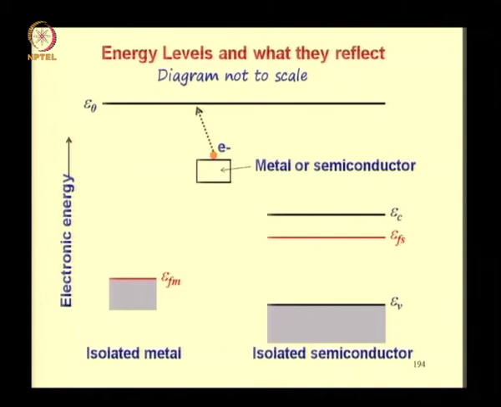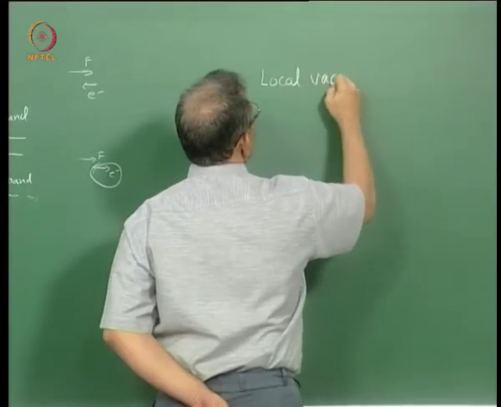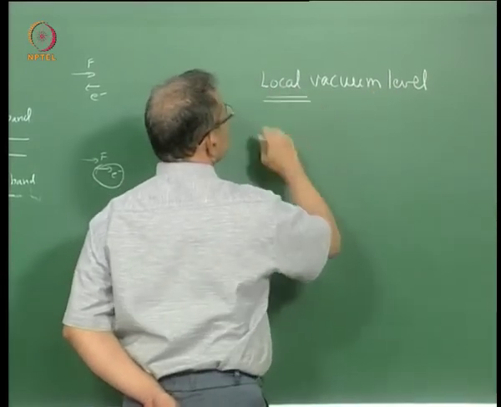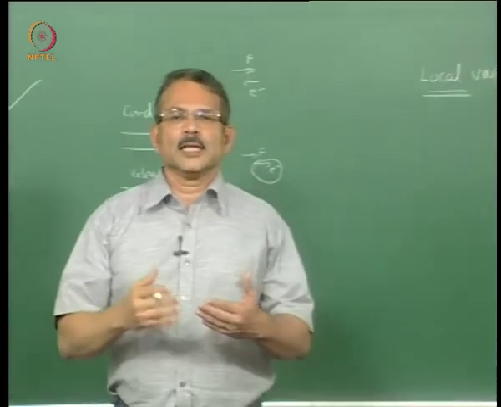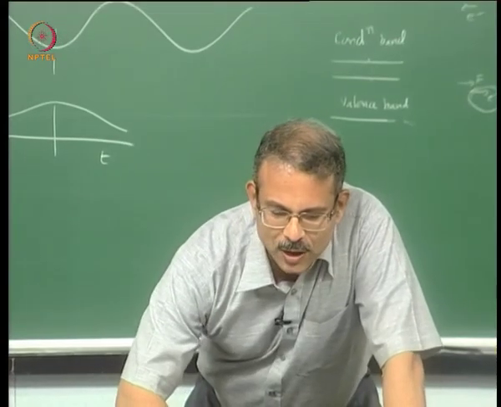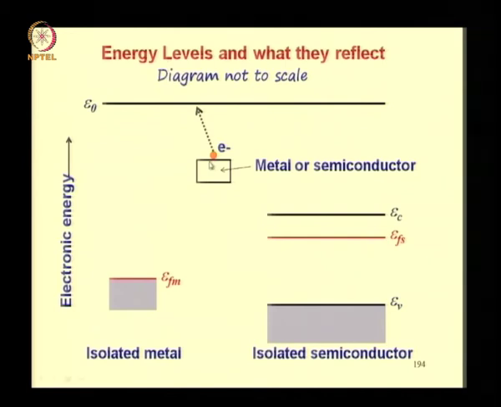Now, what does the vacuum level indicate? The vacuum level is normally referred to as local vacuum level in the context of semiconductors. Local vacuum level, right? The word local is important, although normally this word is skipped. Why? Because it refers to an electron which is localized on the surface of the metal or semiconductor, right? So it is not an electron that is removed far away from the semiconductor.